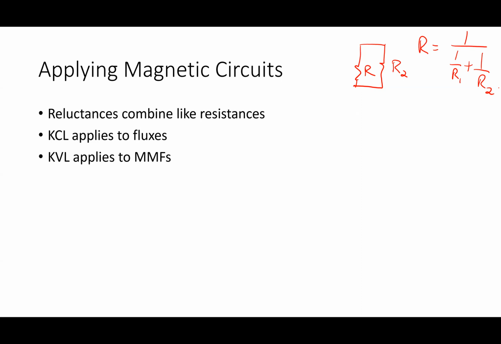KCL applies to fluxes, KVL applies to MMFs. So it's the exact same thing. Just think of MMF as being the voltage, flux as being the current, reluctance as being the resistance, and we don't have the others. We don't have capacitors or inductors. You just have resistors, voltages, and currents. It's just like circuits 1. There's nothing too hard about it. And we're not going to do weird magnetic circuits with supernodes or whatever. It's going to be fairly straightforward.